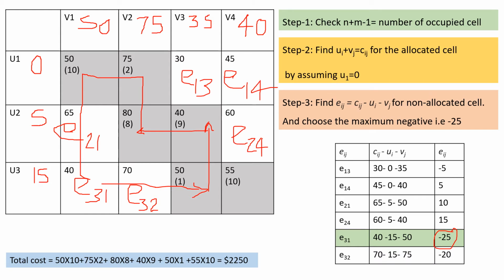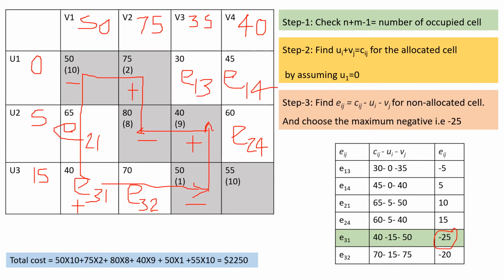That is, the stepping stones are the allocated cells found in the corner points. Now we have to provide a positive sign for this initial cell. Let's make this one a positive sign, and then alternately we give a negative sign for this, then a positive sign here, then negative, then positive here, and now let's provide a negative sign here.